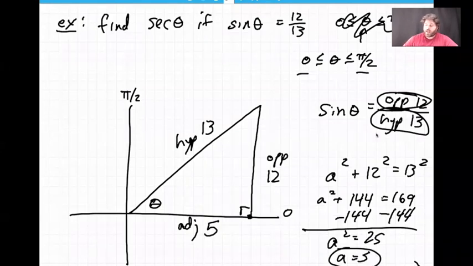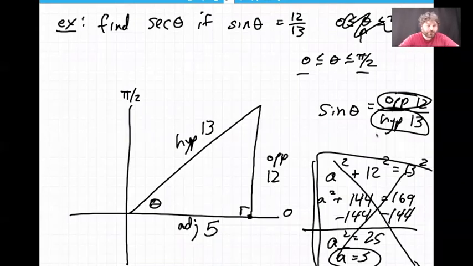Now, we should have known that. This is a 5, 12, 13 Pythagorean triple. 3, 4, 5, and 5, 12, 13 are the two that you need to make sure you have under your belt. We should have been able to do that without doing all this work here. We shouldn't have had to do that. Okay? It's okay if you didn't recognize it, but we want to try to recognize it. It'll help save some time.